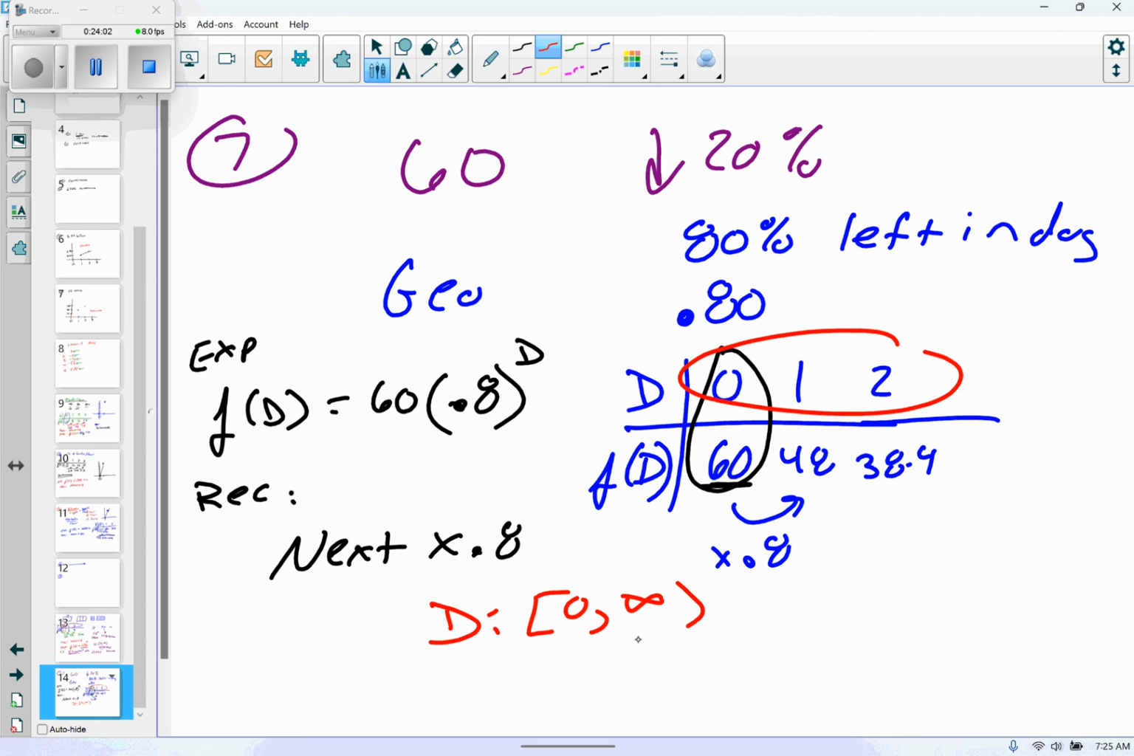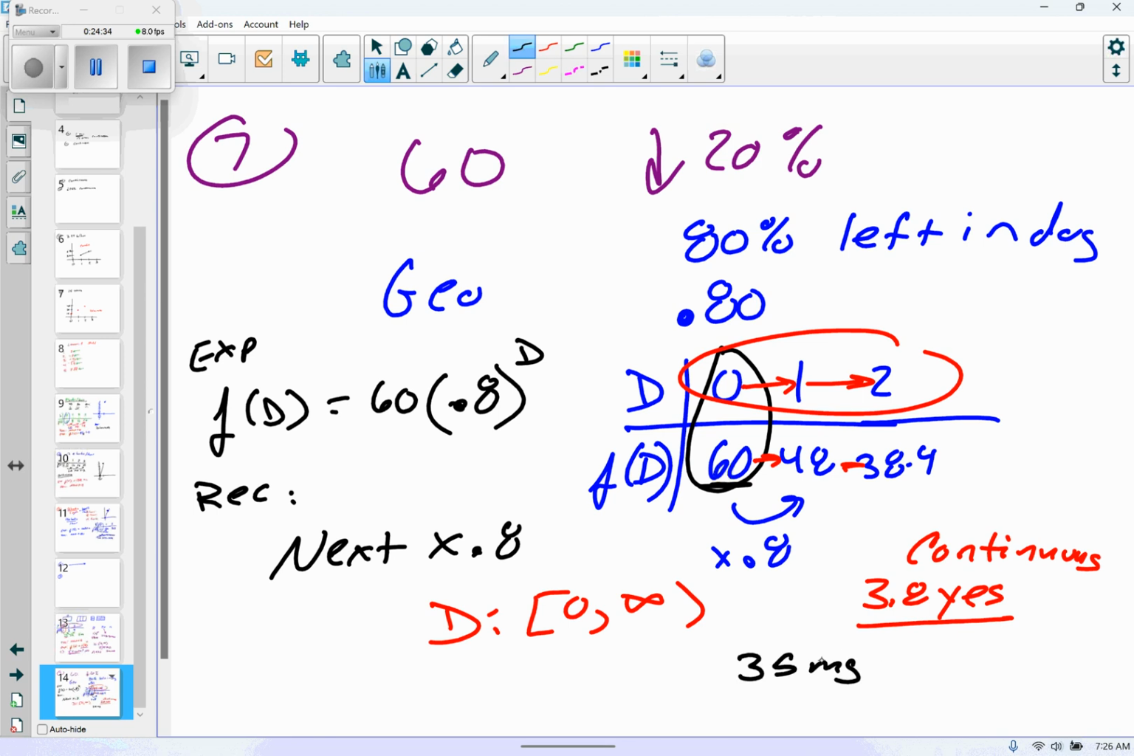Would it make sense to look for amount after 3.8 hours? And I'd say yes, because the drug is decreasing as we go from each of these, okay? So it'd be a continuous situation that would take place. Would it make sense to look for when there's 35 milligrams of medicine? Yes, 35 milligrams would make sense because we started with 60, so we're just decreasing from there. So we could definitely figure out where that would take place.